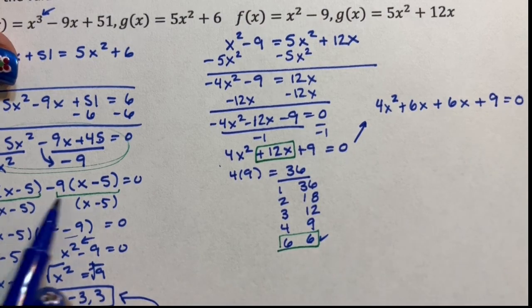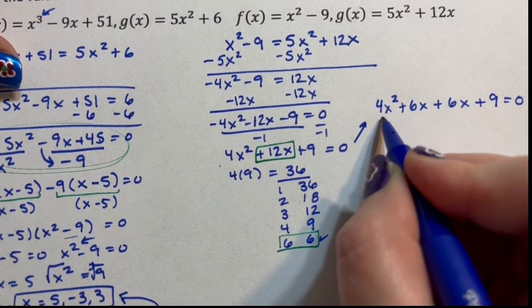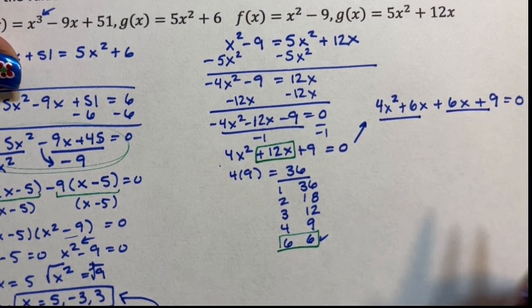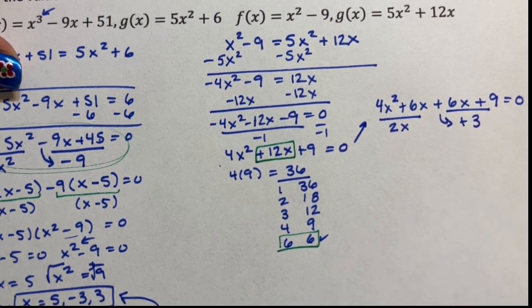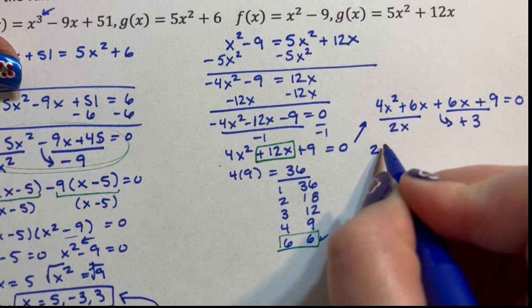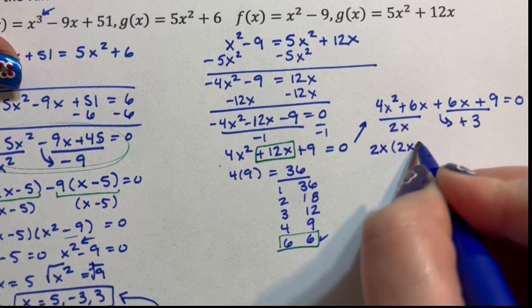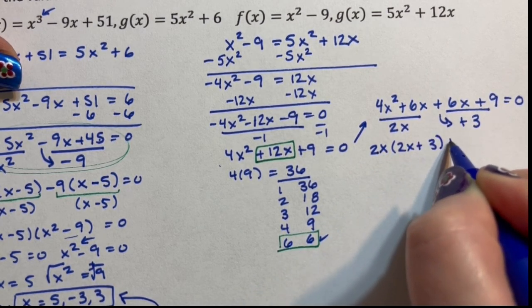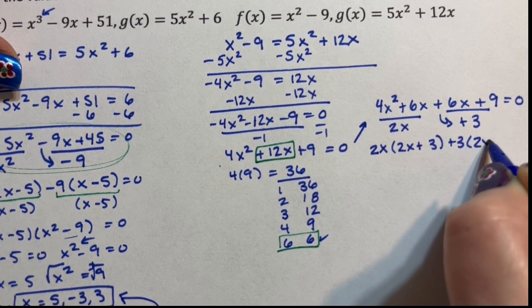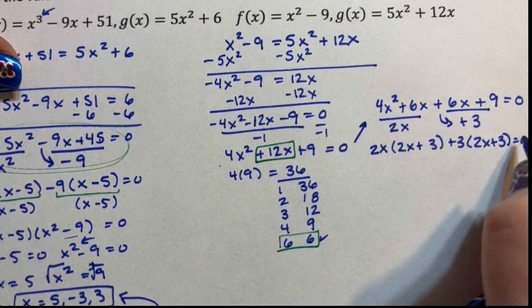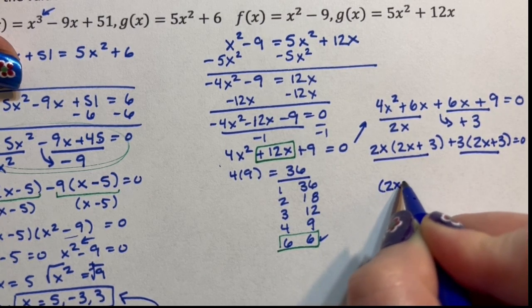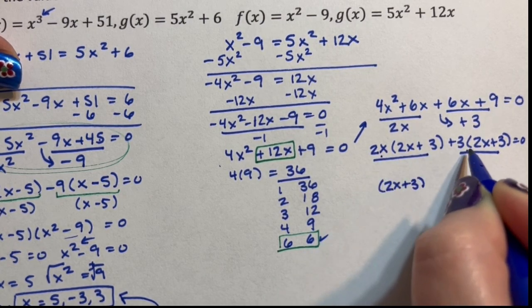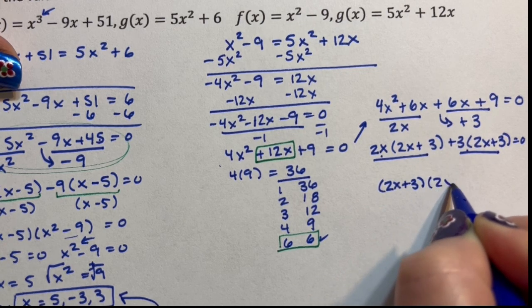So just like I did on the last problem, factor by grouping. I'm going to take a 2x out of the first 2 terms and a 3 out of the second 2 terms. 2x plus 3 plus 3, 2x plus 3. What's in the parentheses are the same, so I write what's in the parentheses. Then I write what's out of the parentheses.